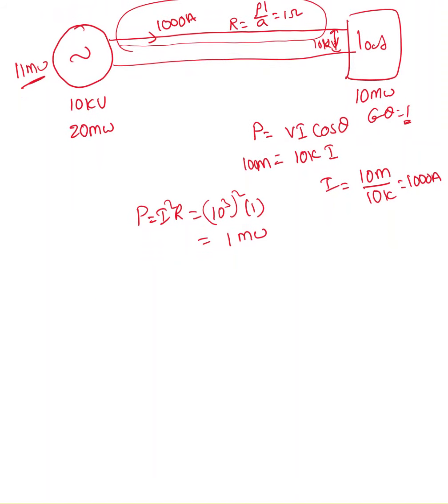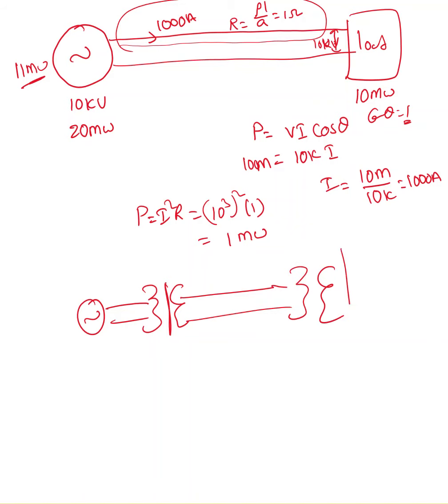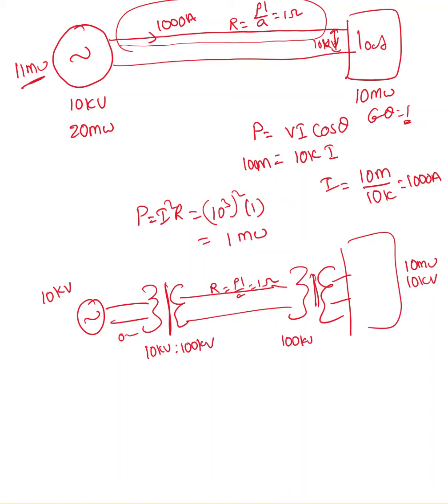Now I'm going to do the same thing with the transformer. I'm going to use 2 transformers here. That's 1 transformer, it's just very close to the generator. And here is another transformer that is very close to the load. So this distance, take 0 meters. And this resistance is still rho L by A. I'm taking that as 1 ohm for both conductors. Here also for both conductors. Now here I'm still using 10 kV. Here 10 megawatt and 10 kV. Now here I'm using a step-up transformer, 10 kV to 100 kV, and here I'm using a step-down transformer, 100 kV to 10 kV.